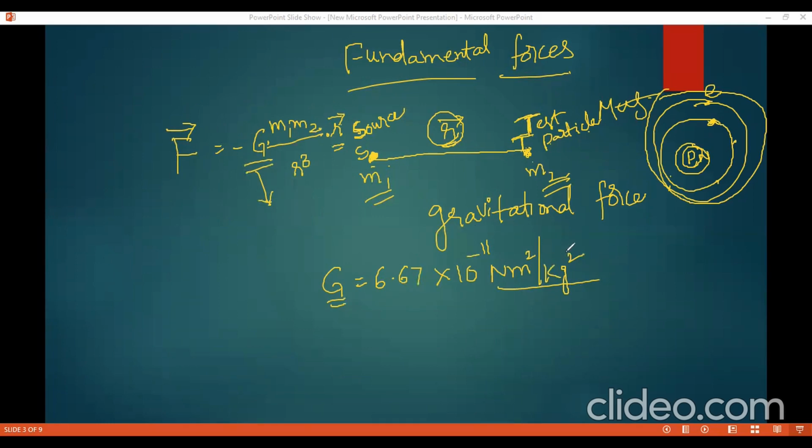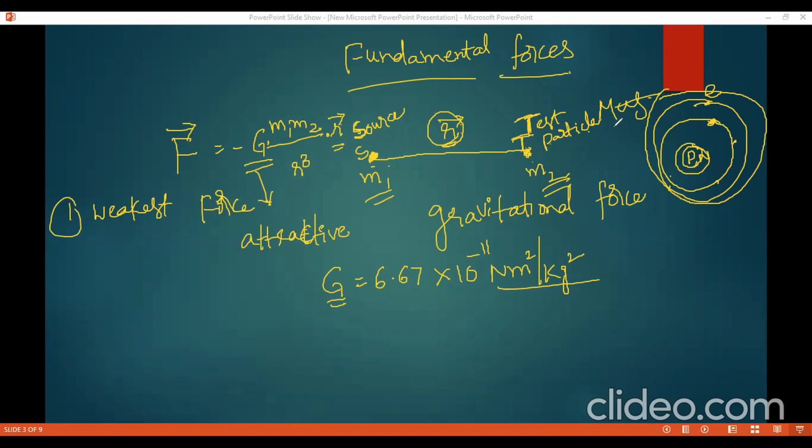Very good. So you observe this gravitational force. What kind of force? Some forces are strong and some forces are weak, right? So this is the weakest force. We can say gravitational force is the weakest force, and it is always attractive. Yes, it never repels. It is always attractive.